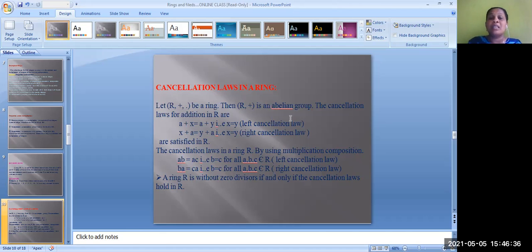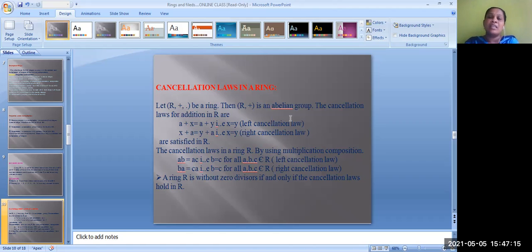A plus X is equal to A plus Y. A is a common element, so we cancel A on both sides. So finally we find X is equal to Y. That is the left cancellation law. Next we are going to find the right cancellation. So X plus A is equal to Y plus A. The element A is on the right side, which is similar, so we cancel that element. So finally we find X is equal to Y.